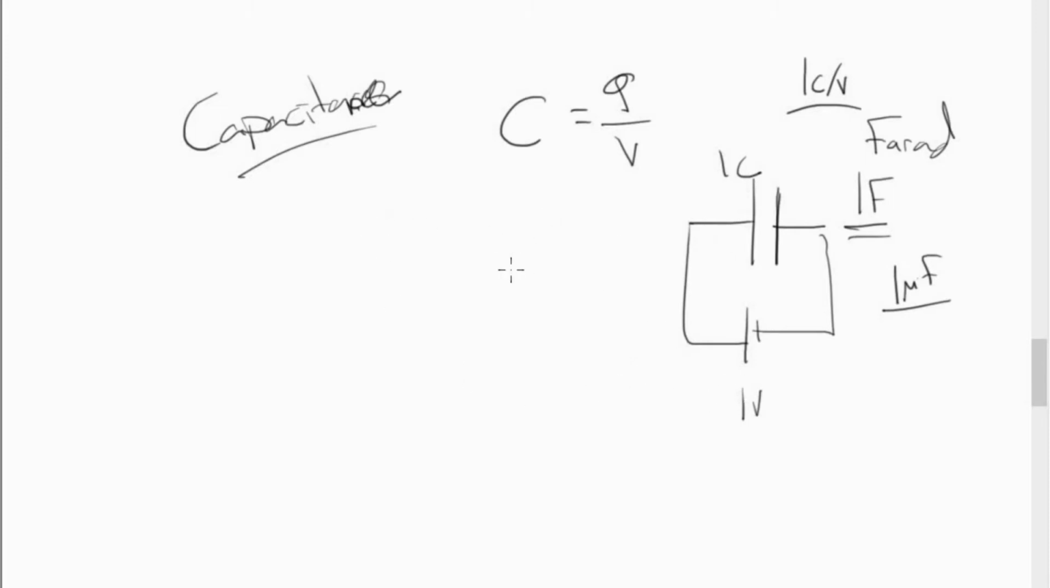Again, we can actually see a progression. If you give 2 volts here, what will happen? Then it will be 2 coulombs of charge. If you give 3 volts, there will be 3 coulombs of charge. If you give 4 volts, there will be 4 coulombs of charge, and so on and so forth.